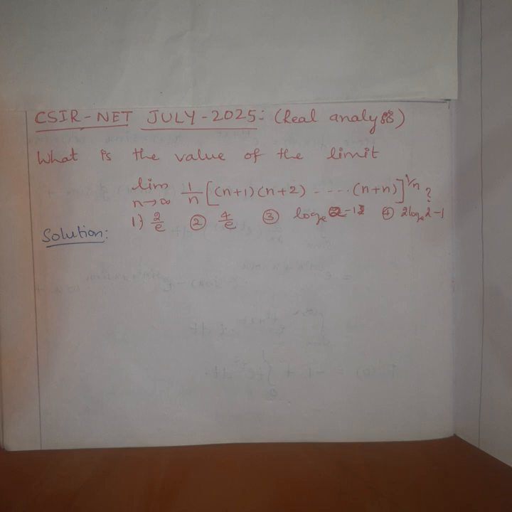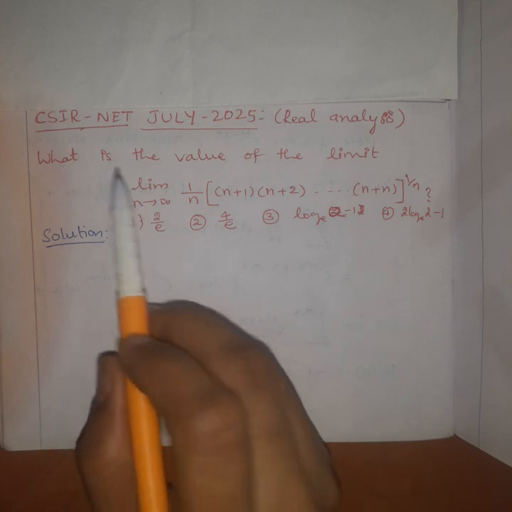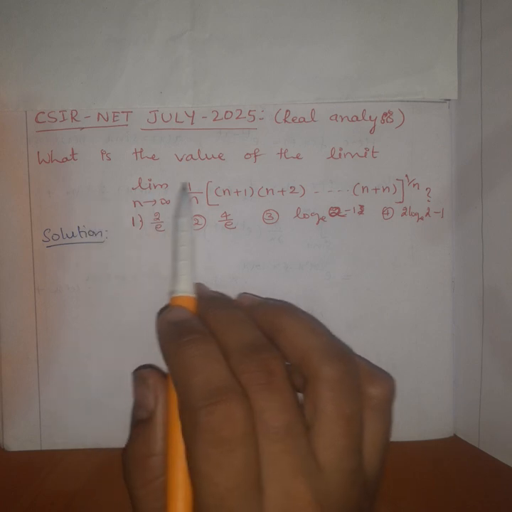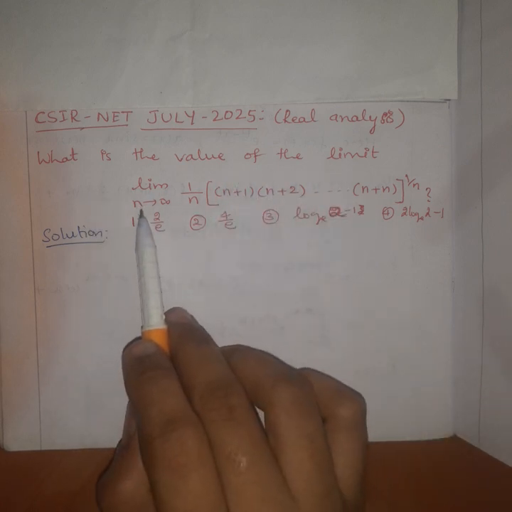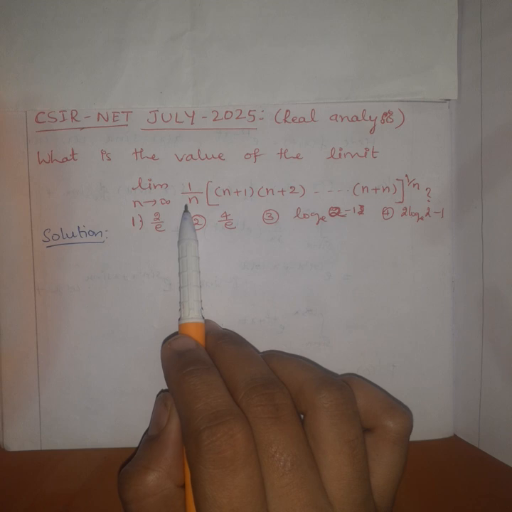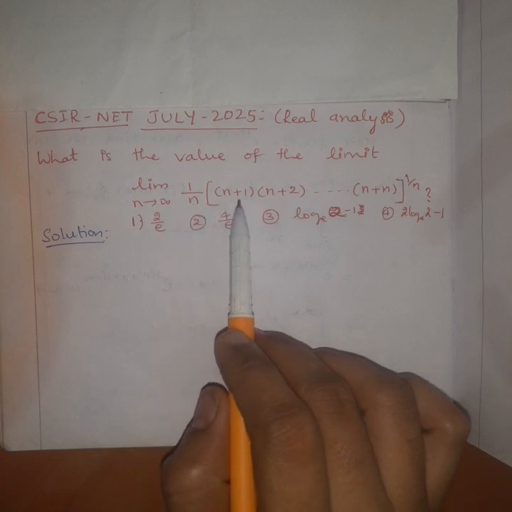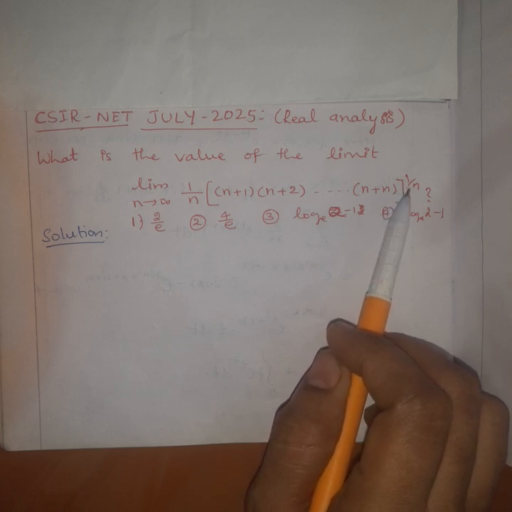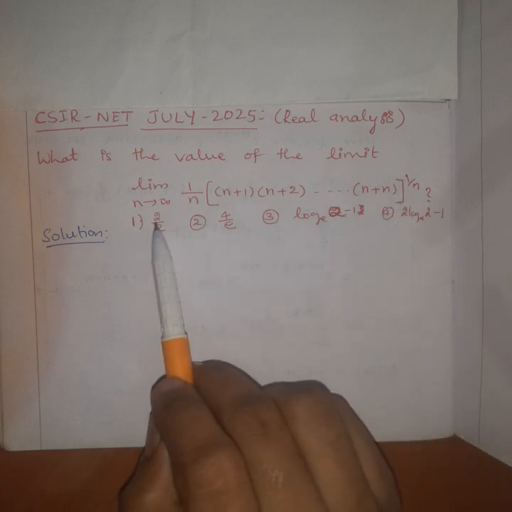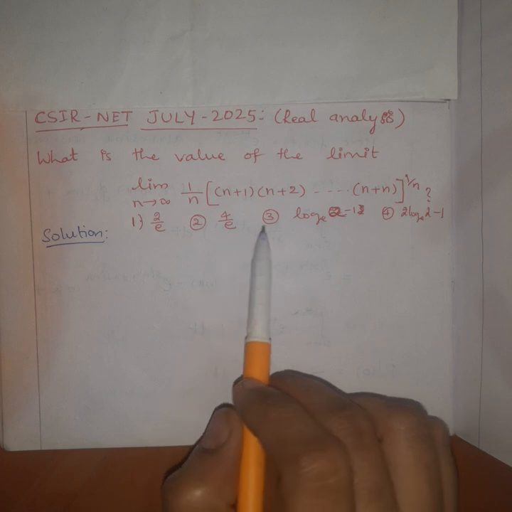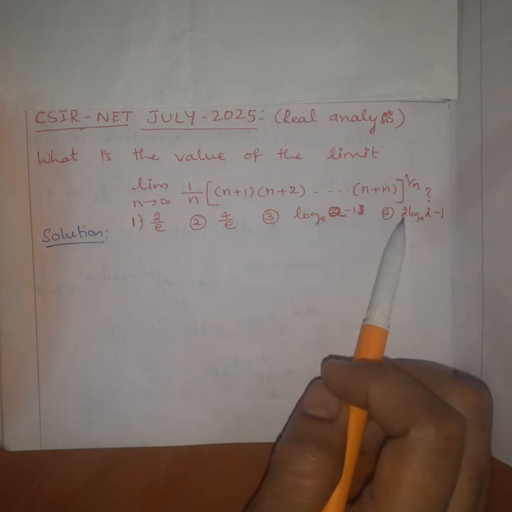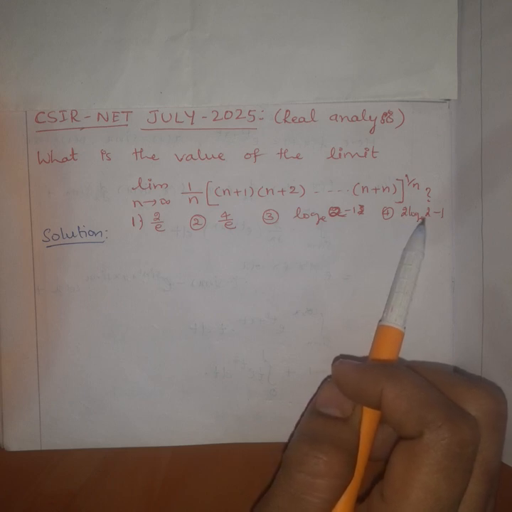Today in this episode of the learning, I will discuss a question from real analysis which is asked in CSIR NET July 2025. The question is, what is the value of the limit n tending to infinity of 1 by n into (n plus 1)(n plus 2) and so on (n plus n), whole thing to the power 1 by n. Option 1, 2 by e. Option 2, 4 by e. Option 3, log base e 2 minus 1. Option 4, 2 log base e 2 minus 1.